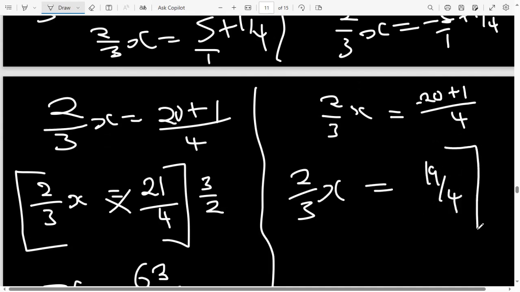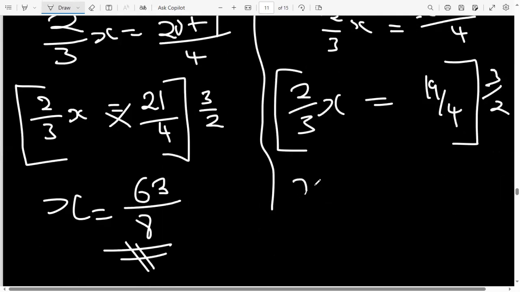Okay, as usual, we're going to do the same thing that we did. We're going to multiply both sides by 3 over 2. So if I multiply 3 over 2 with 2 over 3, I'm going to remain with x is equals to 19 multiplied by 3. It's going to give you what? Okay, 19 multiplied by 3 is going to give you 57. Is it 57? So it's going to give you 57 over 4 multiplied by 2, which is 8.